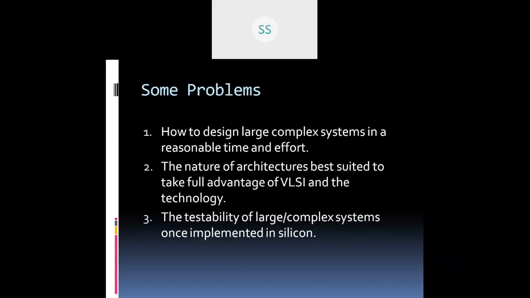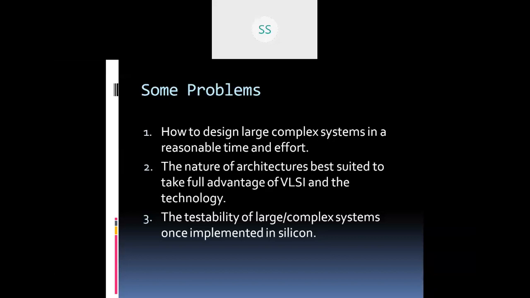Then the other one is the nature of architectures which are suited to take full advantage of VLSI as well as the technology. So which architecture should be adopted so that we can fully utilize the advantages of VLSI? The approach which best suits this requirement has to be selected, otherwise the system may get too complex. So the selection of that is also one of the important aspects as well as one problem. The other one will be the testability.